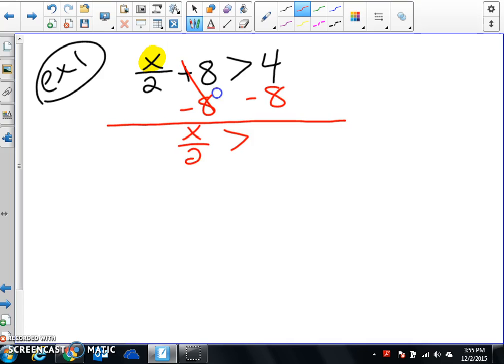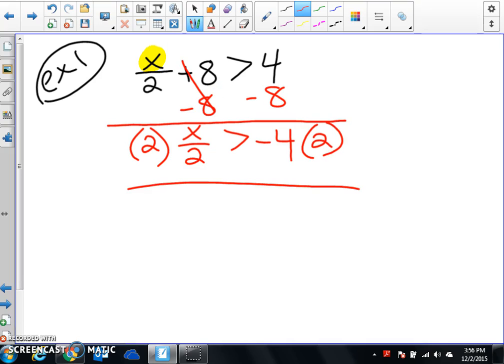Drop down my x over 2. 4 minus 8 is a negative 4. All right, the opposite of dividing by 2 is multiplying by 2. I draw my line, I stop. Did I divide or multiply by a negative? No, so I keep my sign. Those cancel, bring down your x, negative 4 times 2 is negative 8.